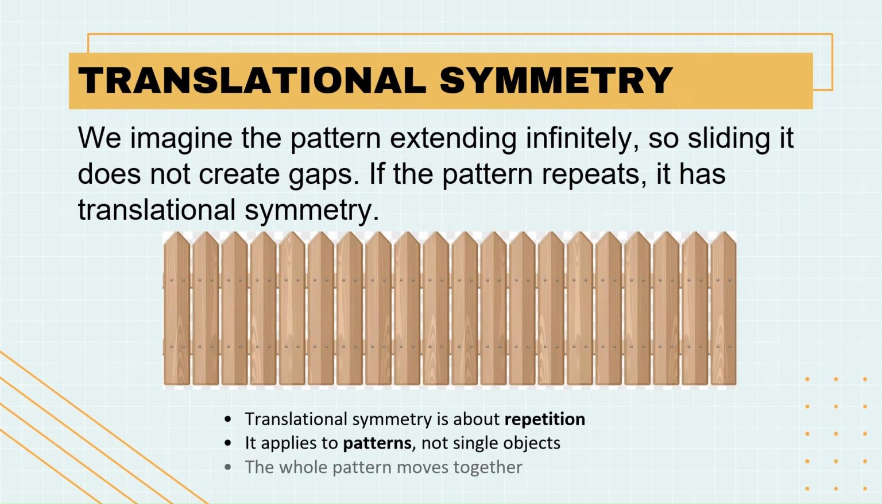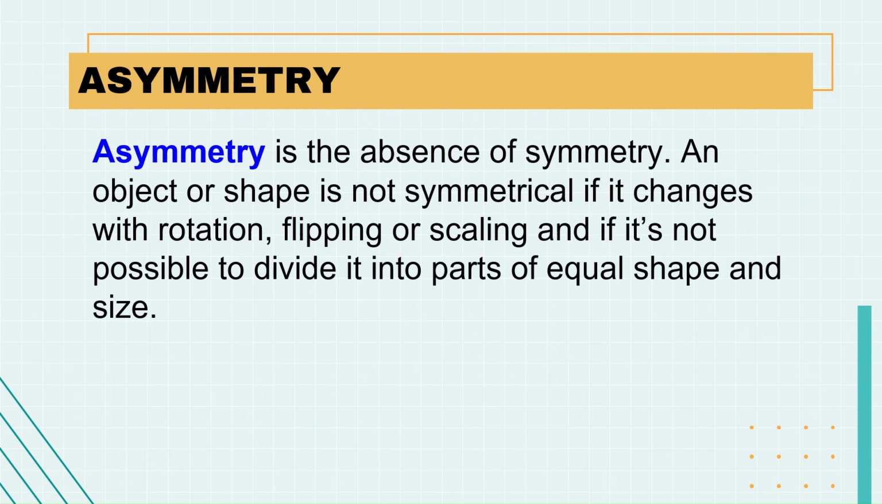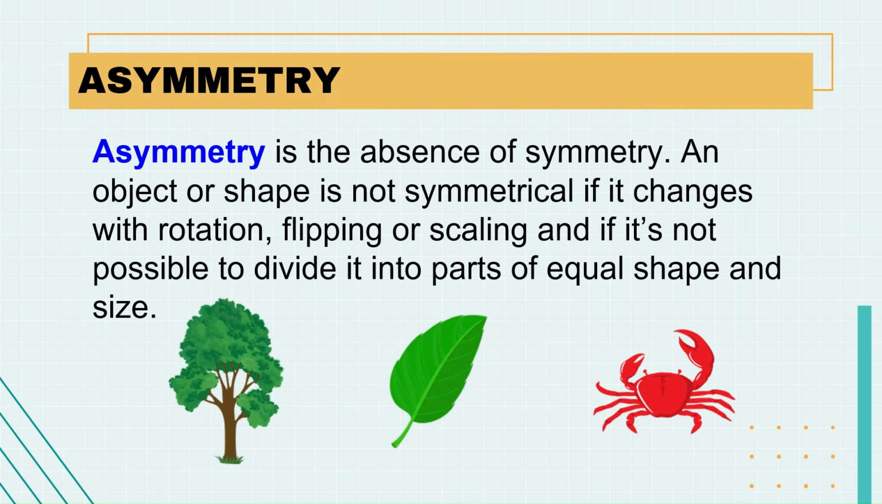So, what do we call objects or things that do not have symmetry? We call them asymmetry. A figure is considered asymmetrical if it does not remain the same after reflection, rotation, or translation. In many cases, natural objects are not perfectly symmetrical. While some may appear balanced, closer observation often reveals small differences. Asymmetry does not necessarily mean something is irregular or disorganized. In fact, asymmetry can also contribute to uniqueness and visual interest.